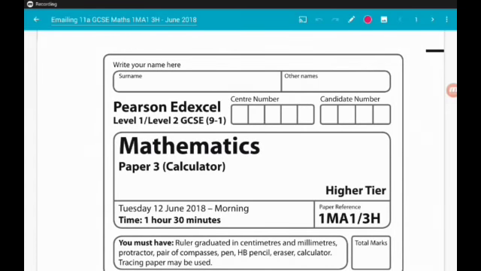Hey there guys, here we're walking through Edexcel's Higher GCSE Maths Paper 3 from June 2018. The people that I heard from liked this paper. It was much nicer than the other two. So hopefully we're going to find this alright.